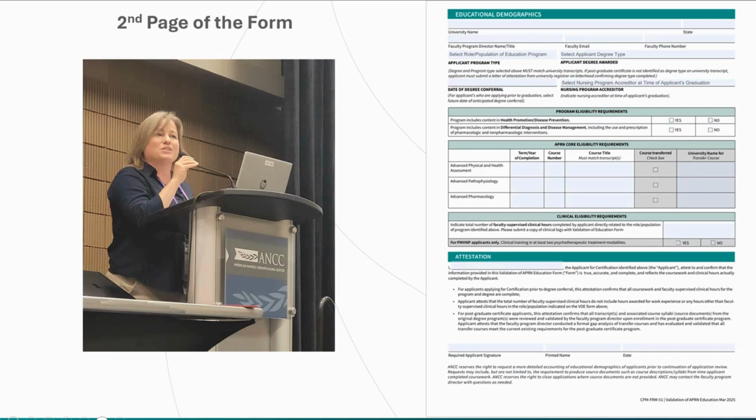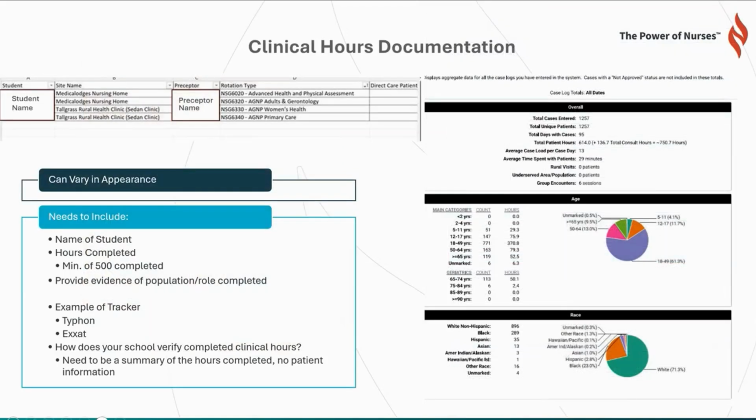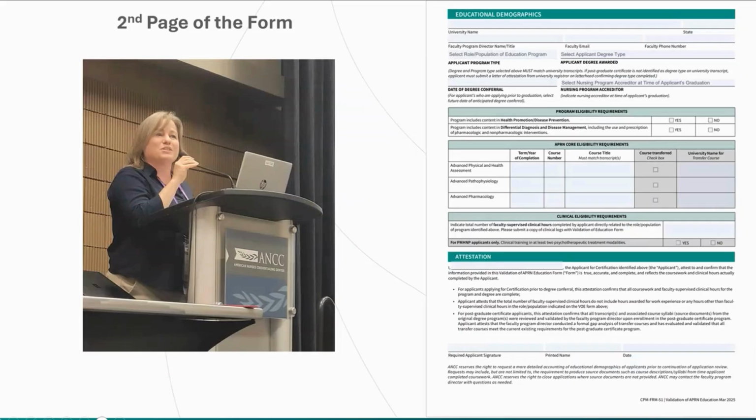Next, we have our program eligibility requirements, which include content in health promotion and differential diagnosis. We also then have the APRN core eligibility requirements. This information must match the transcripts for where you completed the coursework. So if you're transferring information into your current program, that must match the transcript of the school where you completed it. Finally, we need to know the total number of faculty supervised clinical hours completed in your program, and then submit clinical hours documentation to support the number that is there.